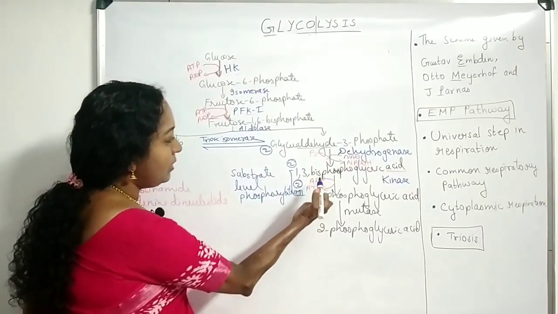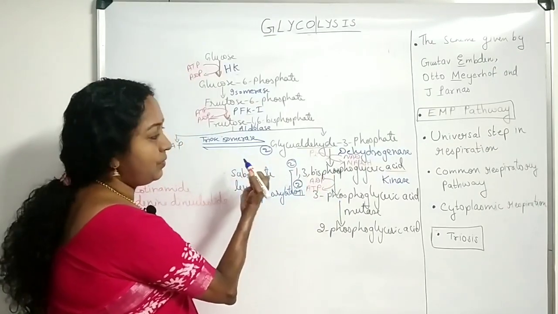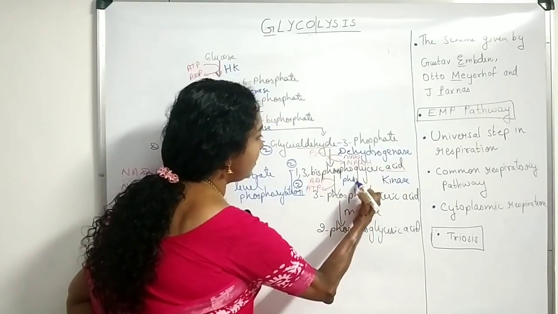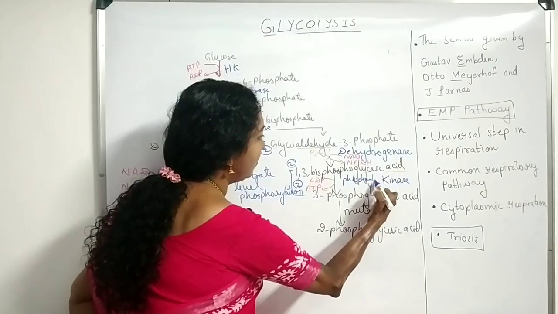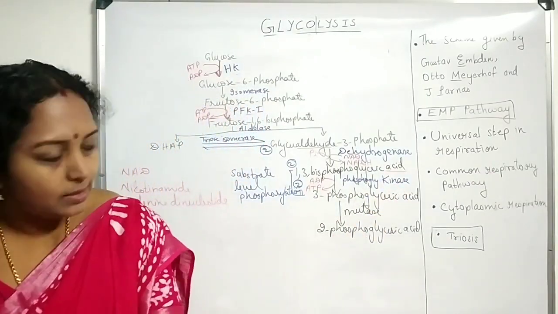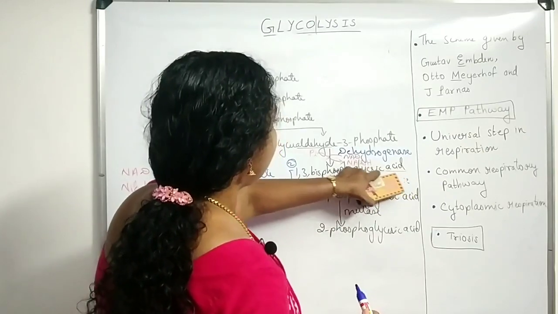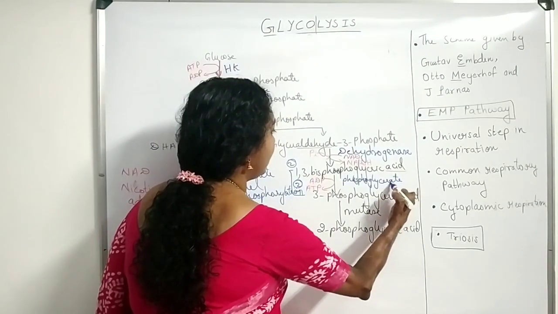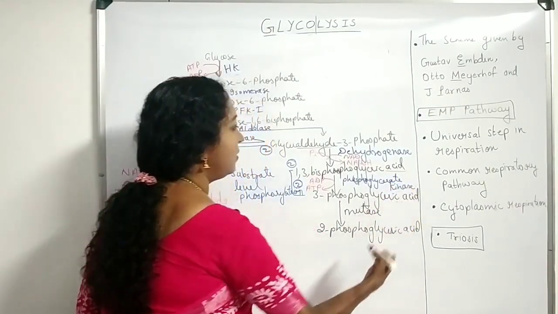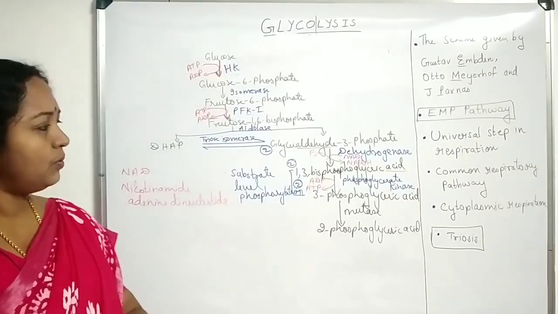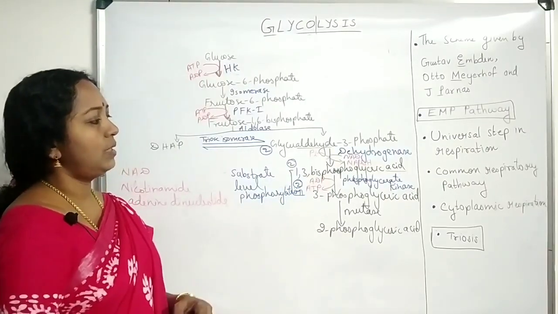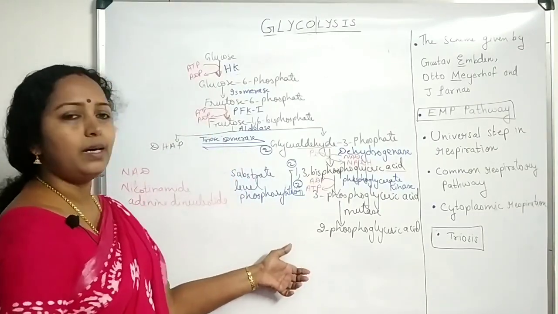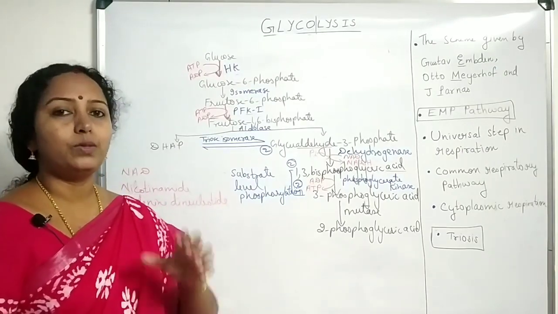Which kinase? That you can just get from the name of the substrate, isn't it? Phosphoglycerate kinase. The name of the enzyme is phosphoglycerate kinase. So there is nothing very difficult to know the name of the enzymes. Just from the substrate itself you will come to know about the enzymes. So glycolysis is nothing, there is nothing to learn by heart here. Just understand the steps and move forward with logic.